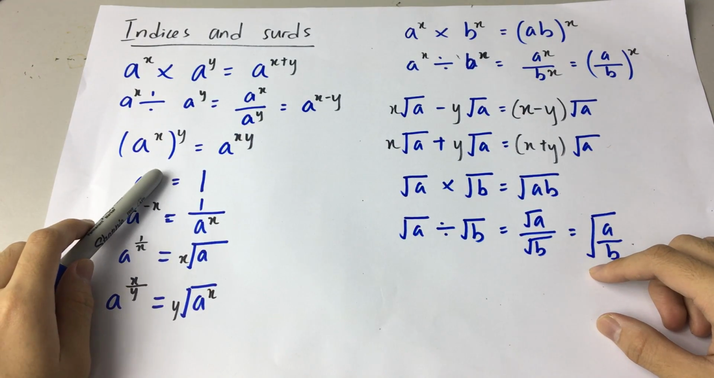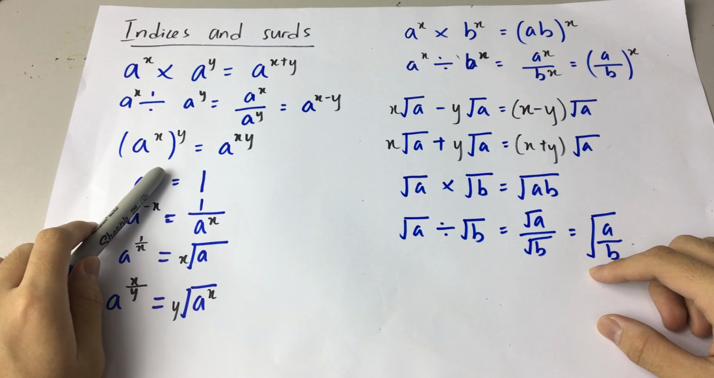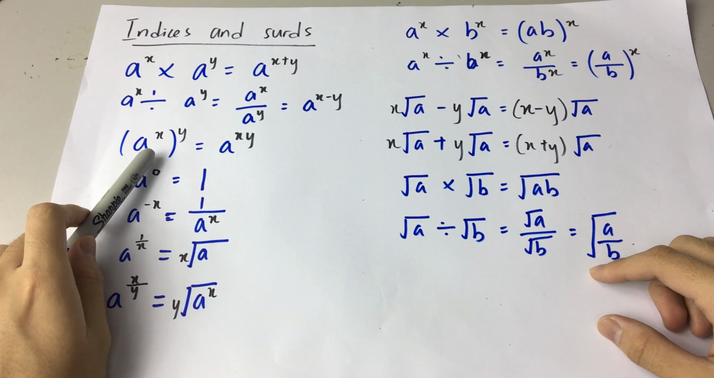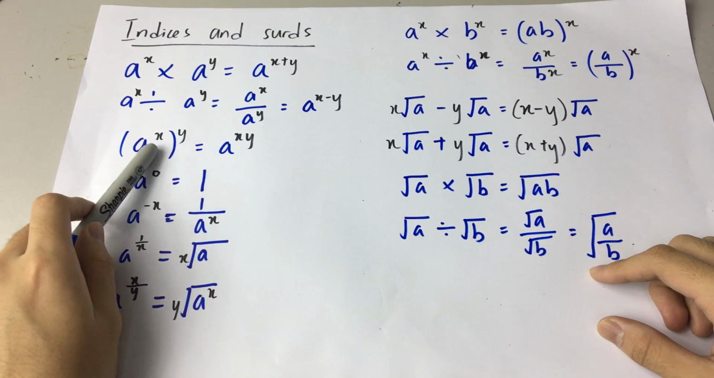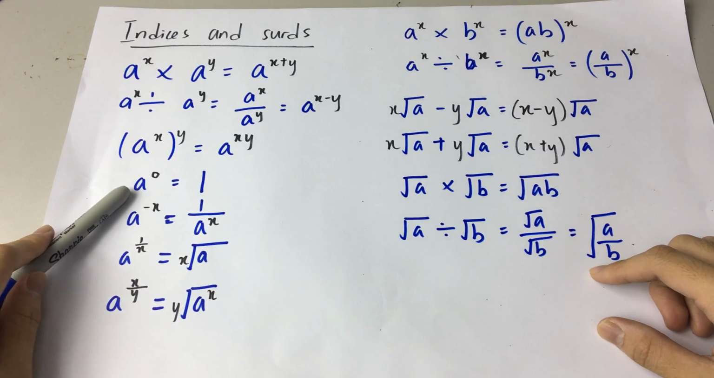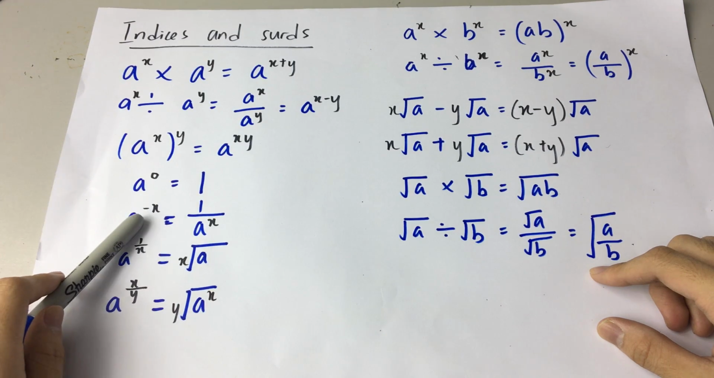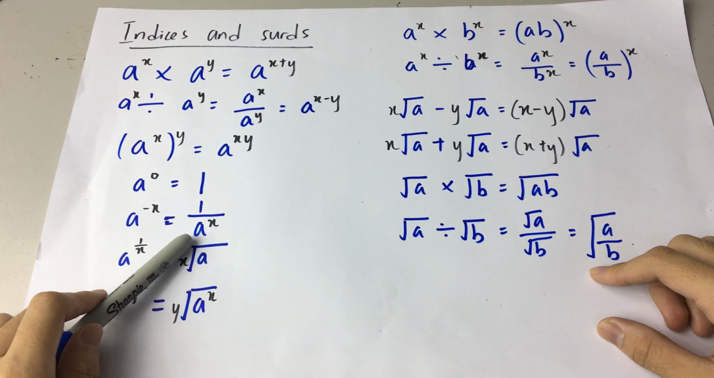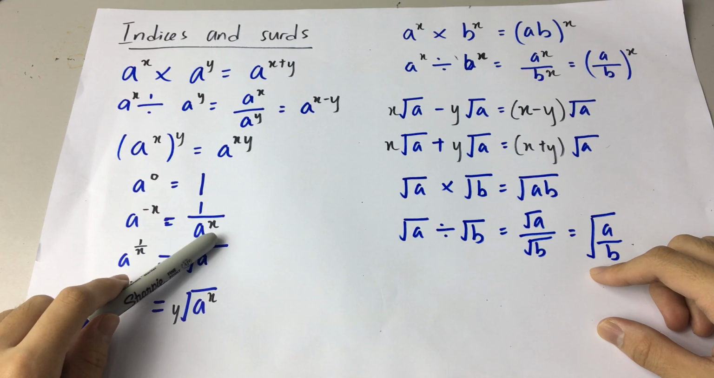Next one, I will go through this briefly because you guys know this already. a to the x, in parentheses, to the power of y, you just multiply x and y together, so you get a to the power of x times y. Anything to the power of 0 is equal to 1. a to the power of negative x, when you see negative x, you just change it to the fraction form, so 1 over a to the x.